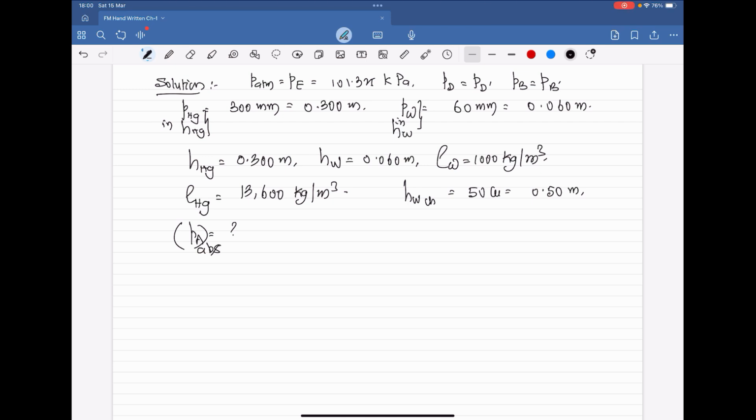What is the first basic rule of pressure? The first basic rule is, when we move down, pressure increases.